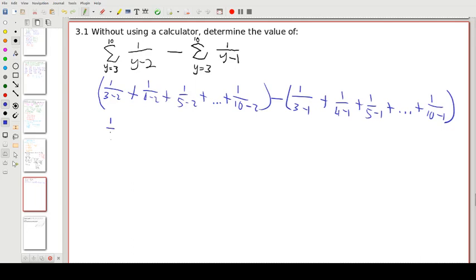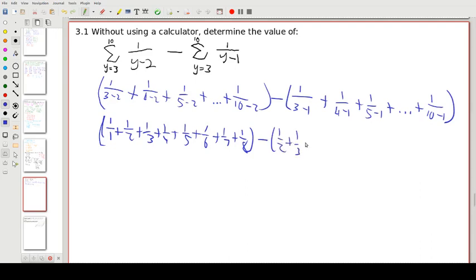So 1 over 1 plus 1 over 2 plus 1 over 3. I'm going to write all of them down because I want to show something. 1 over 6 plus 1 over 7 plus 1 over 8, so that is the first part. Then minus, in the second part, I'm going to write all of them out as well. So 1 over 2 plus 1 over 3 plus 1 over 4 plus 1 over 5, 1 over 6 plus 1 over 7 plus 1 over 8, oh, 7 is a bit ugly, plus 1 over 9.